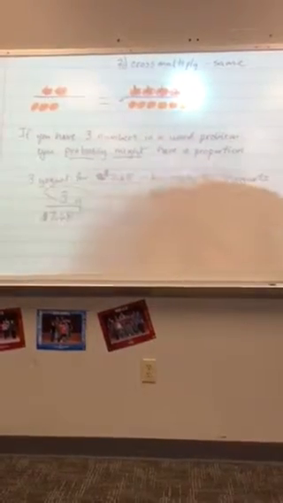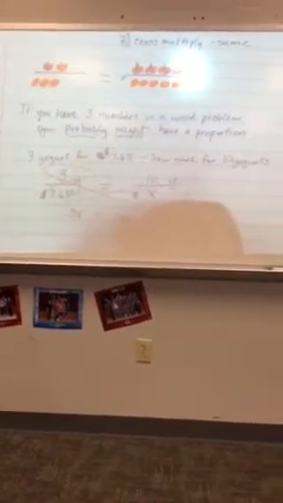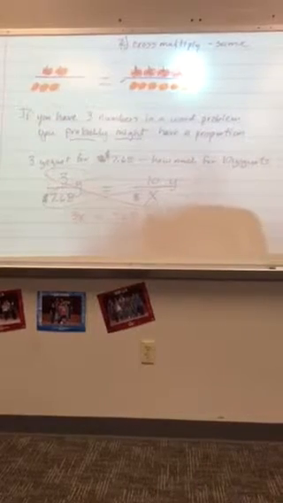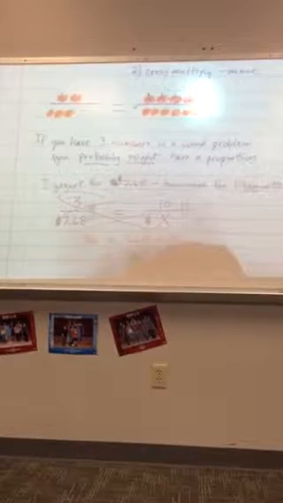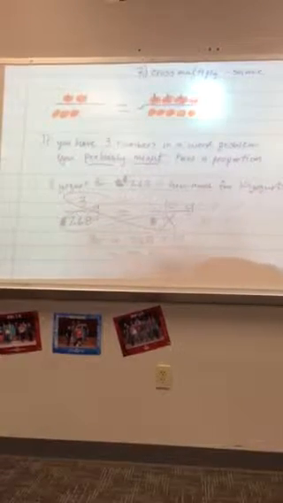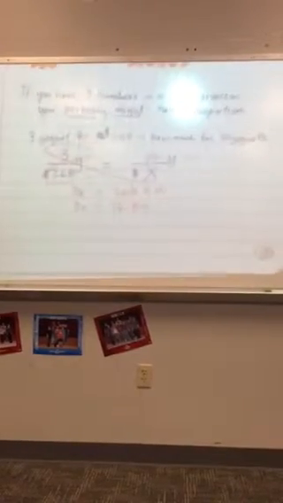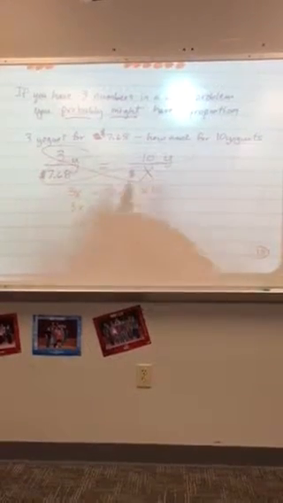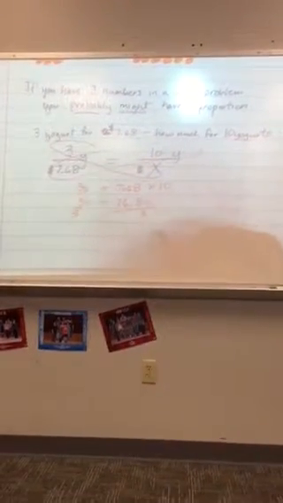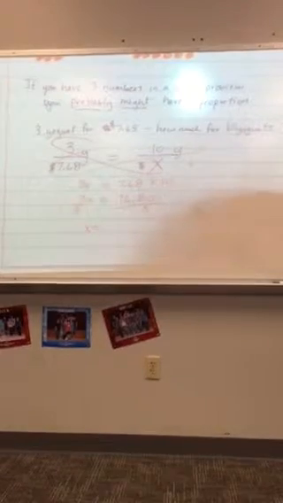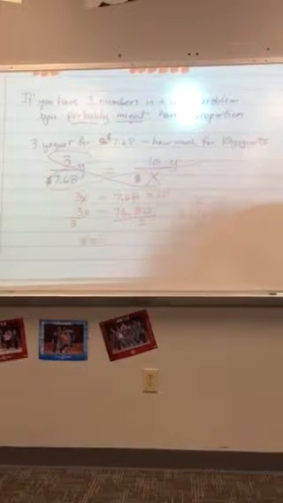And then I'm going to cross multiply. So I get 3x equals 768 times 10. Well, I know 768 times 10, I can just move my decimal over. So that's going to be 7680. And then what am I going to do from this point? How am I going to get rid of the 3 beside the x? Divide to get rid of it. So 7680 divided by 3 is going to give me my answer, which is going to tell me how much for 10.